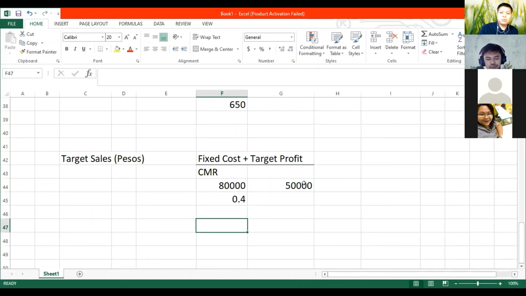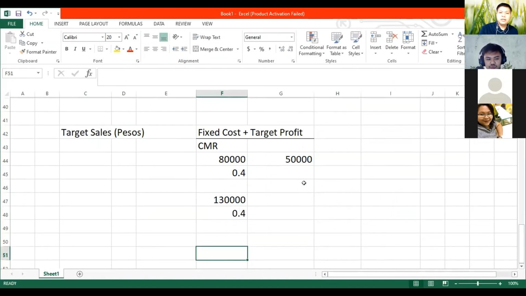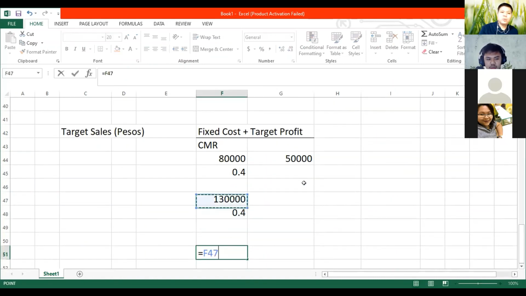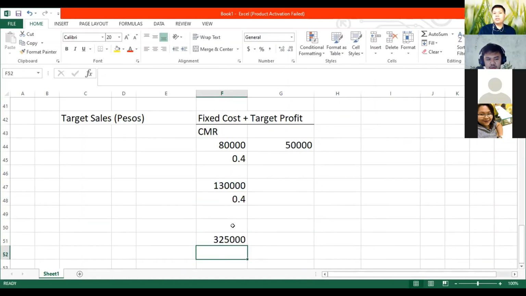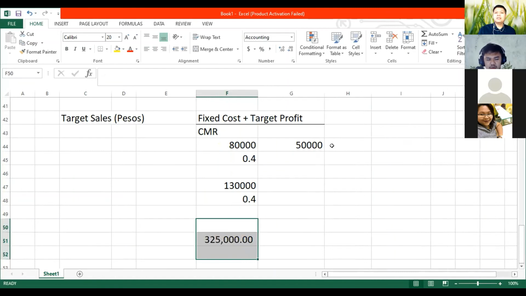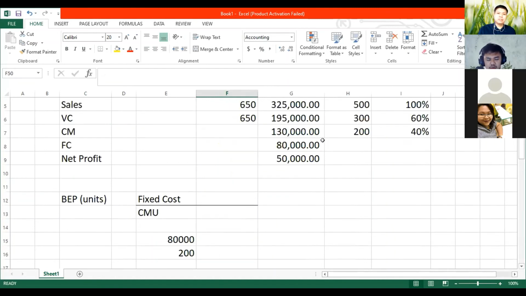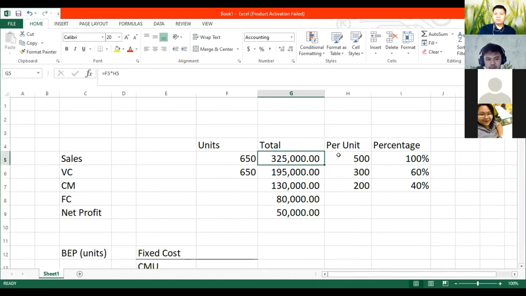Okay, so this is now 130,000 divided by 0.40. And the answer is, 130,000 divided by 0.4, you get here 325,000 pesos. So is this the number that appears here? Yes, 325,000. Is that clear? No? Okay.